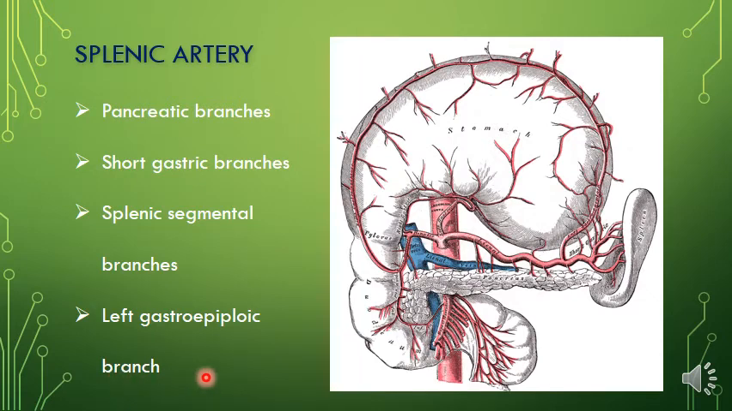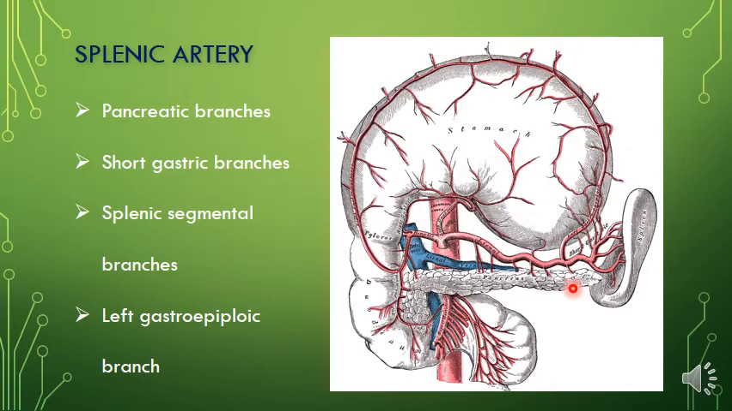Now the pancreatic branches here, if we see, are numerous, and arise from the splenic artery when it runs along the upper border of the pancreas, body and tail of the pancreas, and these supply the entire organ except the head. So this is the head of the pancreas. This head is supplied by the superior and inferior pancreaticoduodenal branches, whereas the body and the tail are supplied by the branches from the splenic artery.